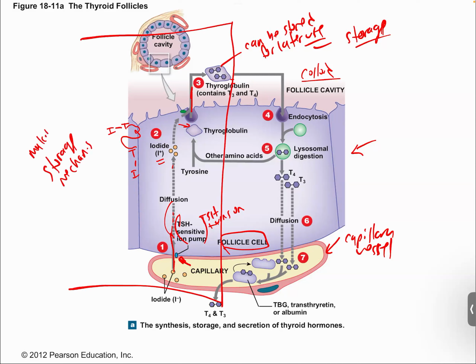We need more T3 and T4 in the bloodstream. So how do we do this? Well, the first thing we do is we take up some thyroglobulin by endocytosis back into the cell from the colloid. At this particular point, then, what we do is we fuse a lysosome.